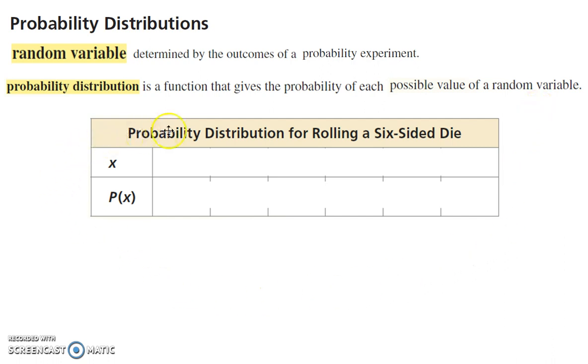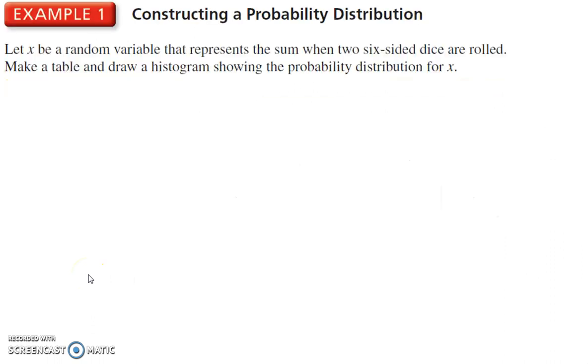Alright, so a probability distribution for rolling a six-sided die. Our x is first going to be the outcomes. The outcomes on a six-sided number cube are 1, 2, 3, 4, 5, and 6. The probability of each one of these happening is 1/6 for each. Okay, so there's my probability experiment. Now, if I want to construct a probability distribution using this example, like the six-sided die, I can make a table that shows the probability distribution.